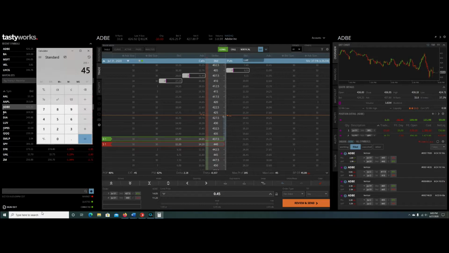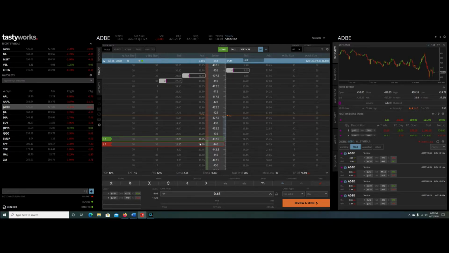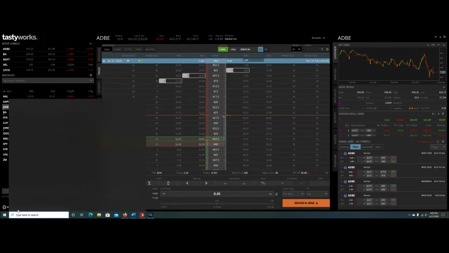205 divided by 45, 4.5x to 1 odds. So you're getting 4.5 times your money, a simple $45 bet, and you can win 205. This is the beauty of trading hedged option strategies. You cannot show me an option contract on Robinhood where you'll have to buy it naked, where you can get 4.5 odds for $45 on a stock like Adobe. Adobe that's already 427, and all you're talking about is going up to 440.